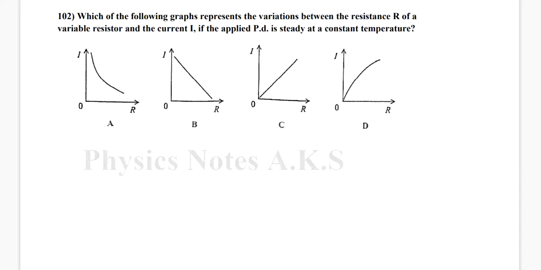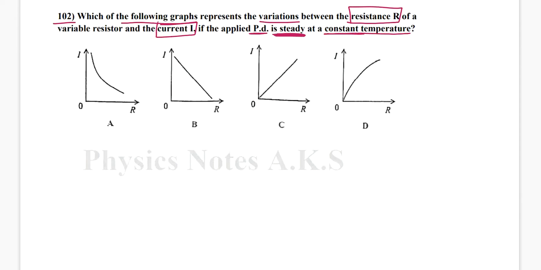Okay, we have question 102. The question says, which of the following graphs represents the variation between resistance R of a variable resistor and the current I? Okay, so it's R versus I in a variable resistance if the potential difference is steady, it's a constant, it doesn't change, and the temperature is also constant, at a constant temperature.